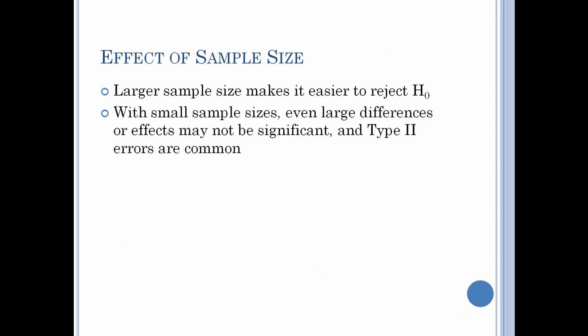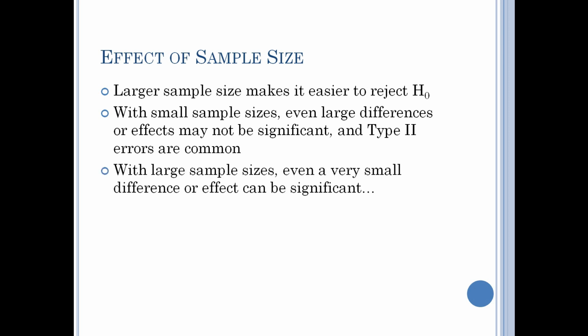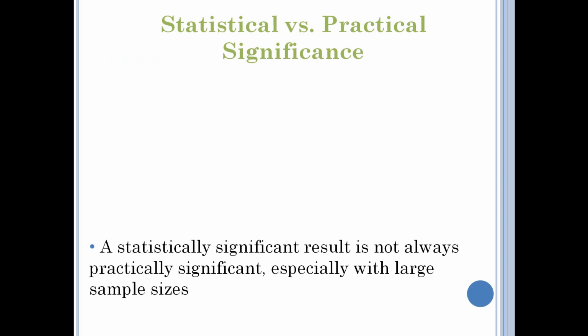So let's look at the effect of sample size. The first thing that you need to remember is that larger sample size makes it easier to reject the null. If you are using small sample size, even the large difference or the effect may not be significant, and this would cause type 2 error to happen more often. With a large sample size, even the very small difference or effect will be significant. So whenever you are using the large sample size, you are minimizing type 2 error.